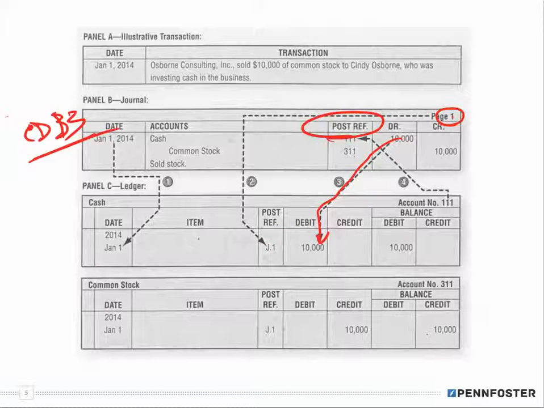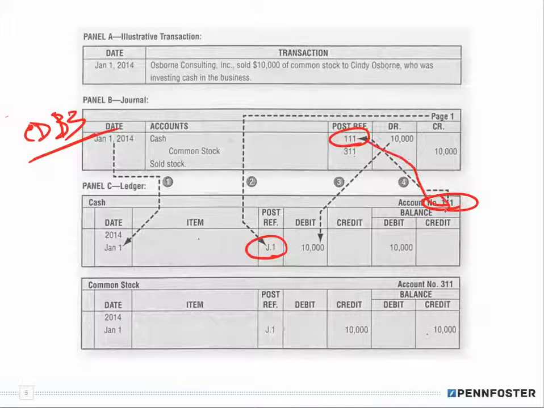But notice it's a two-way street. When I post this 10,000 over here to the ledger account, I have to put in the posting reference from the journal into the ledger account. And then I have to come back to the journal and write in what account number I posted it to. This debit to cash, as you can see, is 111.